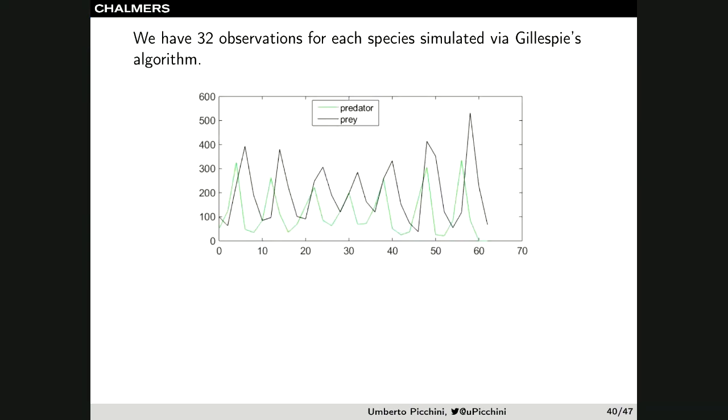Yes, Xian, there has to be a Lotka-Volterra example. So this is a simulated data set. We have 32 observations for each population. So you see that, well, there is some regularity.